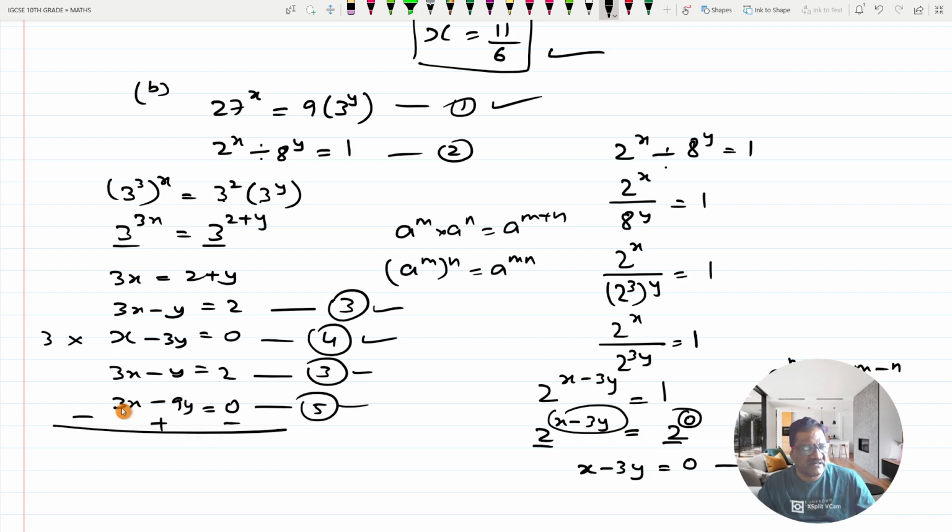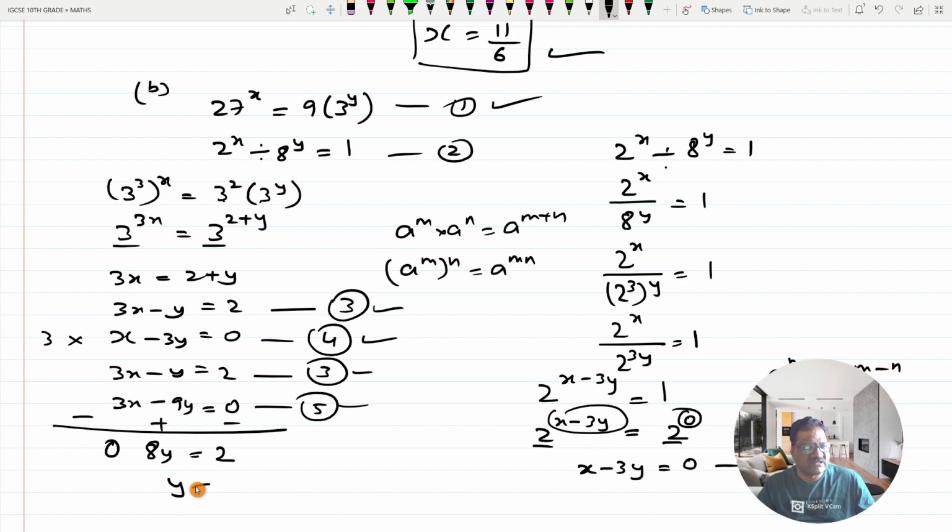Now, I'll solve these two equations, 3 and 5. Okay. What I'll do is I'll subtract, and see what I get. 3x minus 3x is 0. Minus y plus 9y will give me 8y. And 2 minus 0 will give me 2. So this gives me 8y equal to 2. So y is equal to 2 upon 8, which is equal to 1 upon 4. So I get y equal to 1 upon 4.